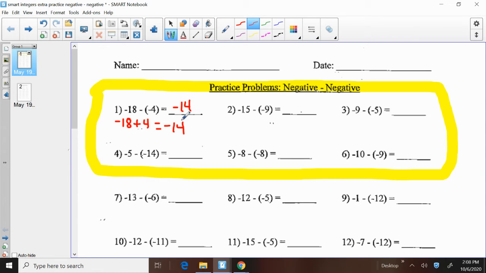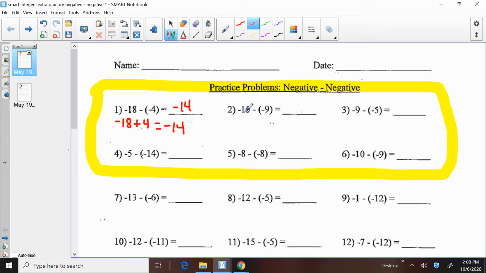Or I could say it this way. What's larger, my negative number or my positive number? My negative number is larger because it's an 18. So I know my answer is going to be negative. So then I'll do 18 minus 4, which gives me 14. So that's 2 ways you can think of it. Think of it as a money problem. If I borrowed $18 from somebody, that's a negative 18. And then if I paid them back $4, that would be plus 4. So negative 14.